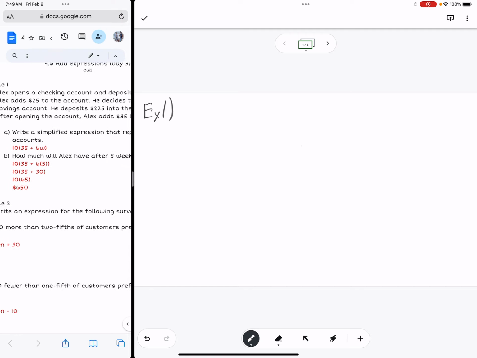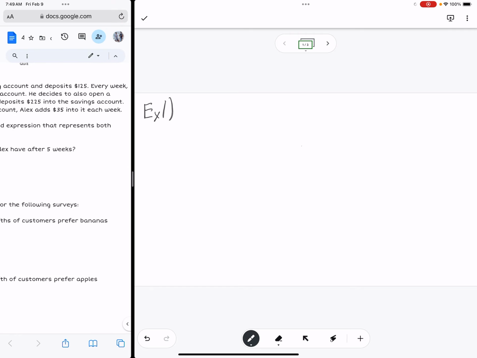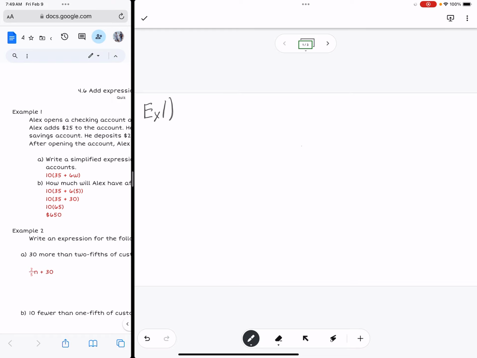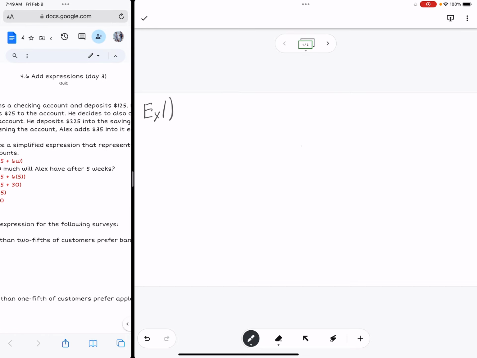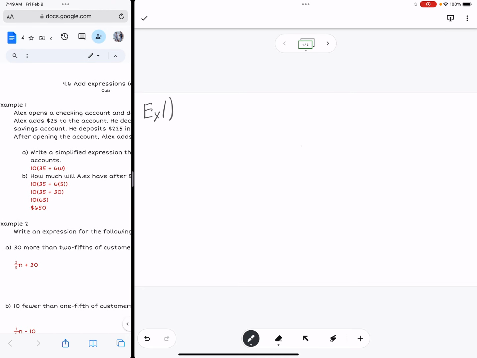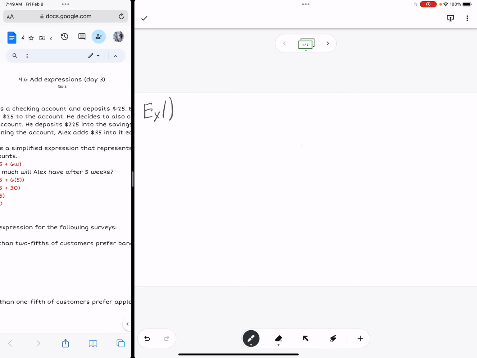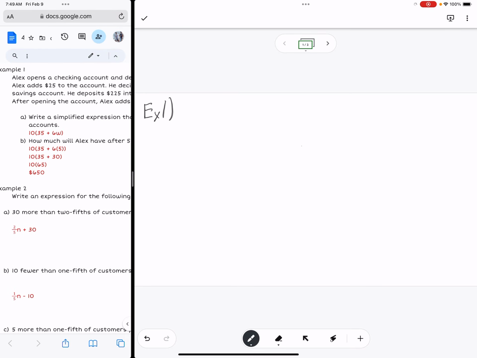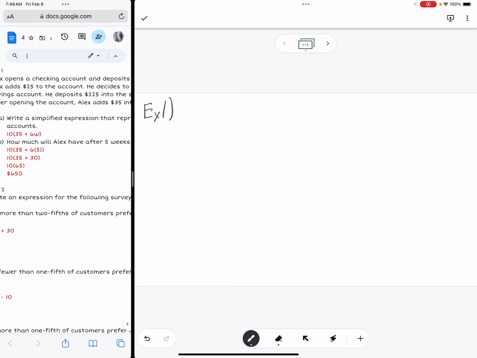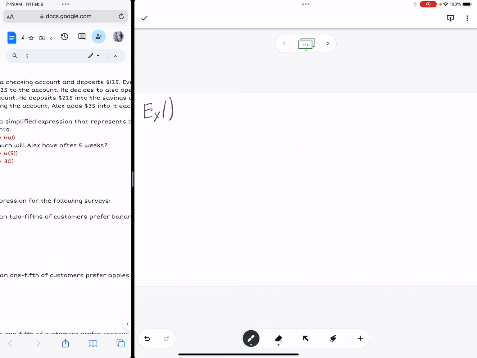It says, Alex opens a checking account and deposits $125 every week. Alex adds $25 to the account. He decides to also open a savings account, and he deposits $225 into that account. And after opening the account, Alex adds $35 into it each week. So we have a weekly rate.